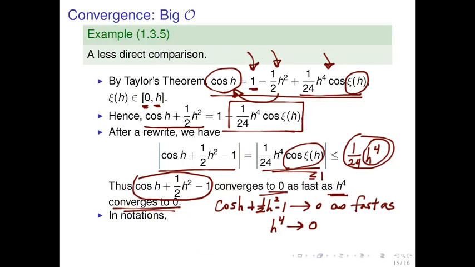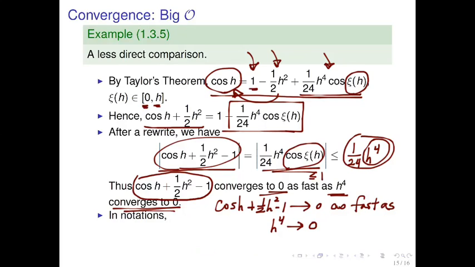Now I can say that because in the long run, the expression 1 over 24 h to the 4th power, when h is small, the expression actually goes to 0. Because the left-hand side, which is this expression here, is bounded by that expression, by choosing h small, the left-hand side would also converge to 0 as well.